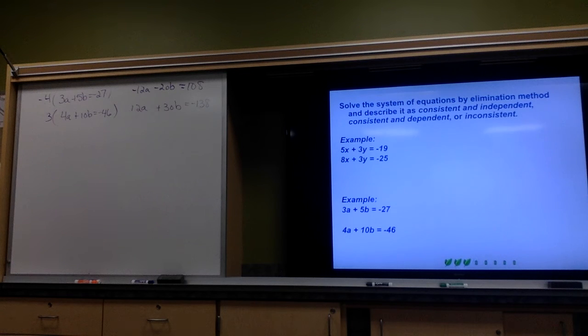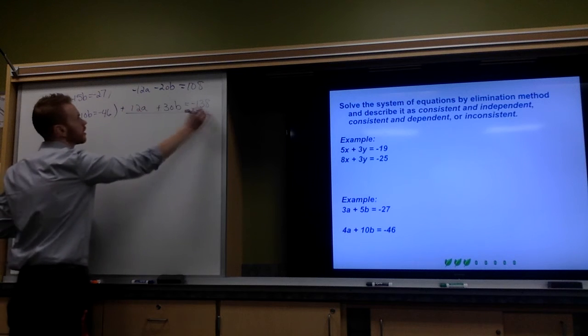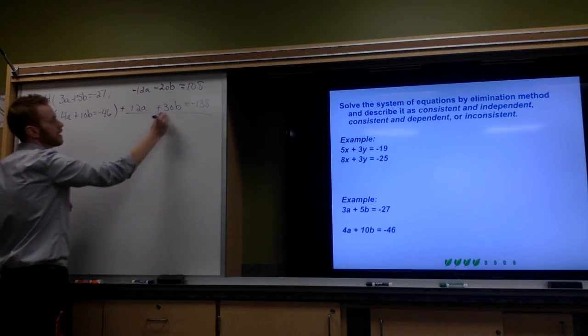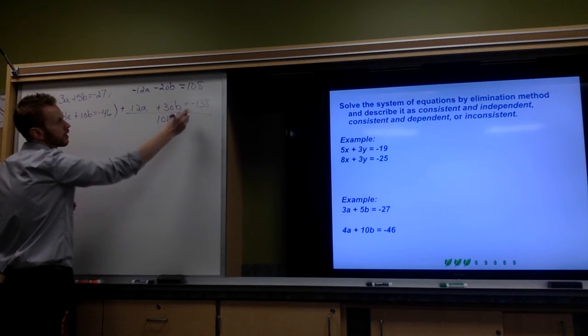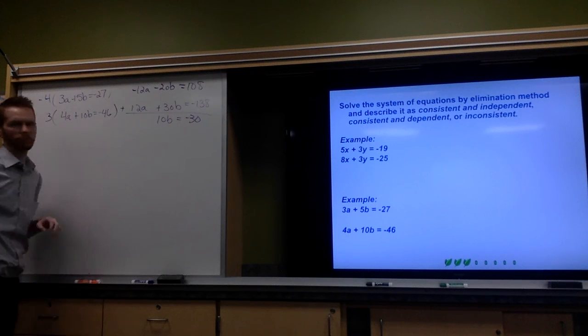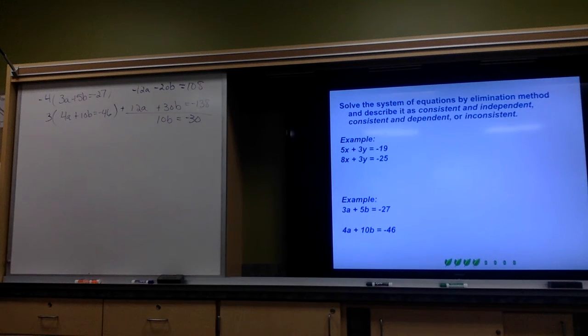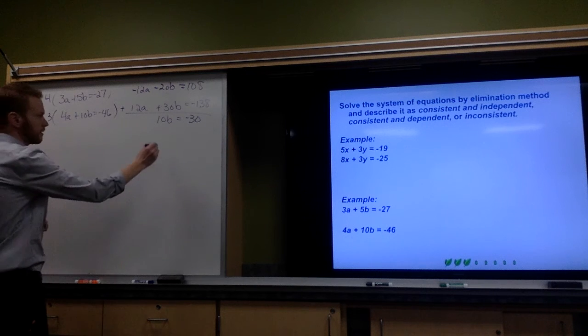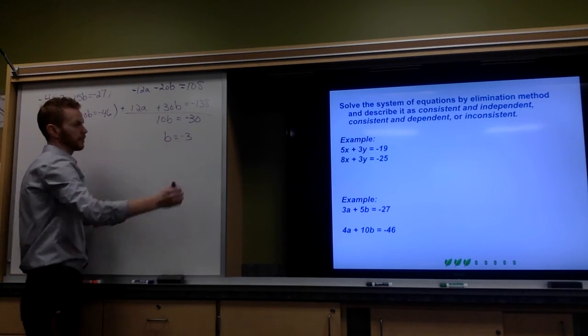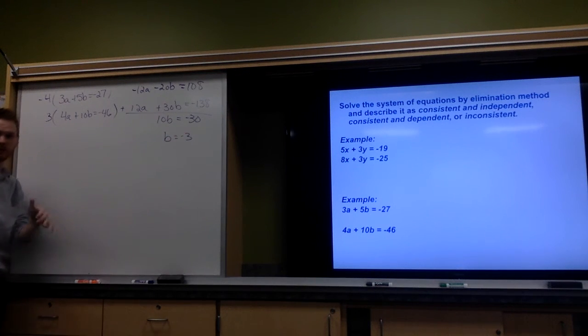What do you think? So far, so good? Okay. So notice something. When I add the a's together over here, they cancel. I get 10b. And over here I get what? -30? Something like that. Divide both sides by 10. I get b to be -3, which matches the original, right? It still gives us the same thing.